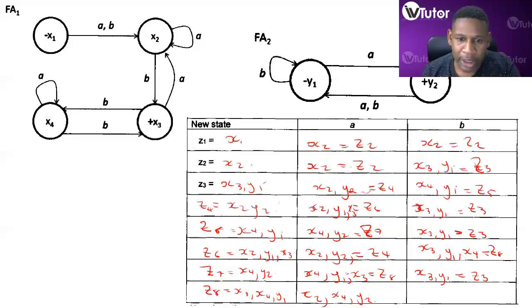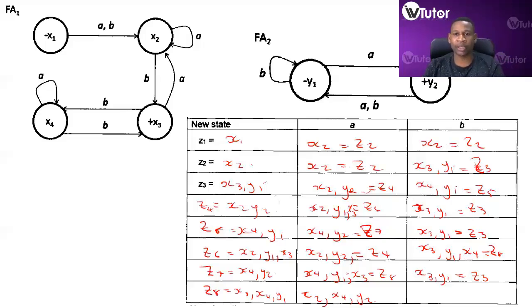Let's see. We said if you're in X4 and you encounter content A, you stay in X4. If you are in Y1 and you encounter A, you go to Y2. If you're in X3 and you encounter an A, you go to X2. If you're in X3 and you encounter a B, you go to X4. Okay, so let's add one more.